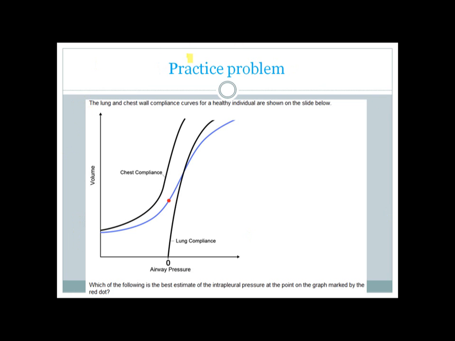So now you have a practice problem. Here the lung and chest wall compliance curves for a healthy individual are shown on the slide below. And now the question is, which of the following is the best estimate of the interpleural pressure at the point on the graph marked by the red dot? So what are the graphs here? This is the chest compliance graph, and this is the lung compliance graph, and the blue curve is the chest plus lung combined compliance curve.